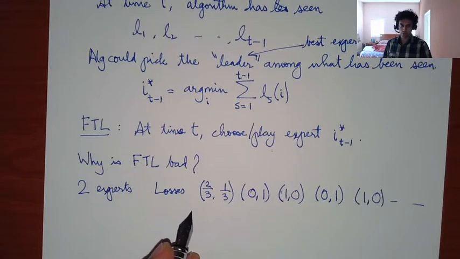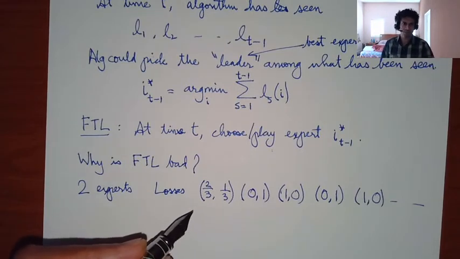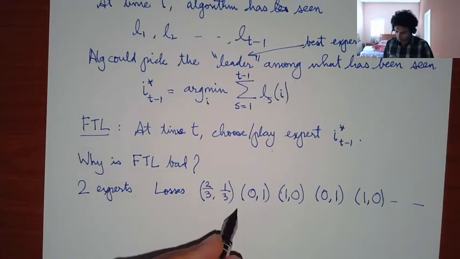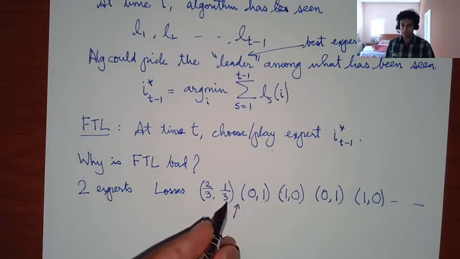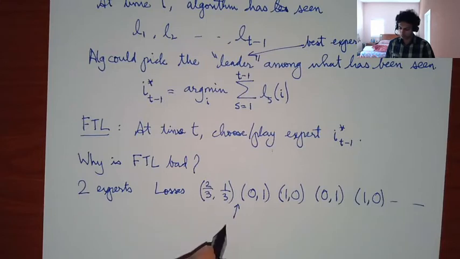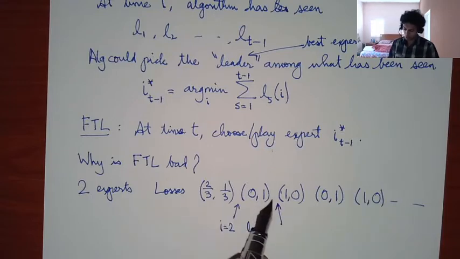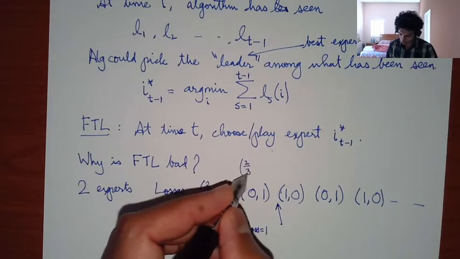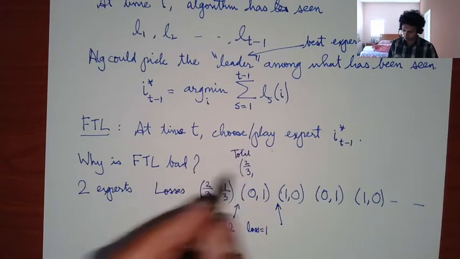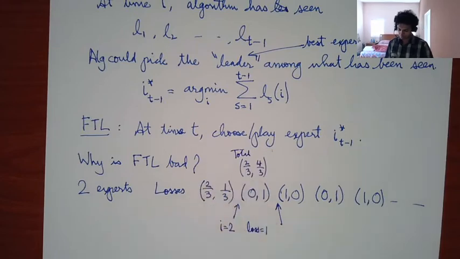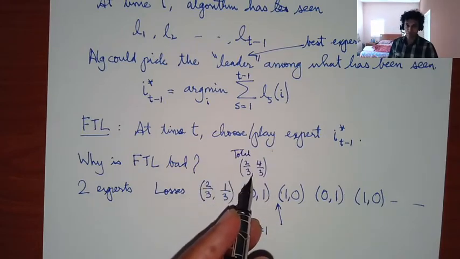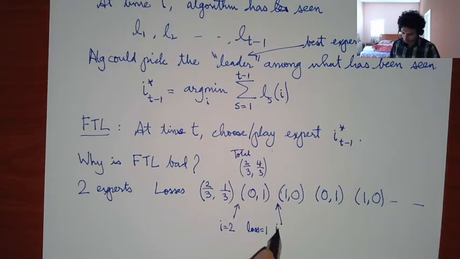Okay, let's look at what the algorithm does. Initially the algorithm, let's say, picks arbitrarily. It doesn't matter. At this point, the algorithm is going to play expert 2. So the algorithm says, I'm going to choose the expert to be 2. And it's going to get a loss of 1. Now at this point, note that the first expert has a loss of 2/3. This is the total loss of the first expert. And the second expert has a loss of 4/3. So FTL is going to say, this is the leader, so I'm going to set i equal to, do you see what I mean?